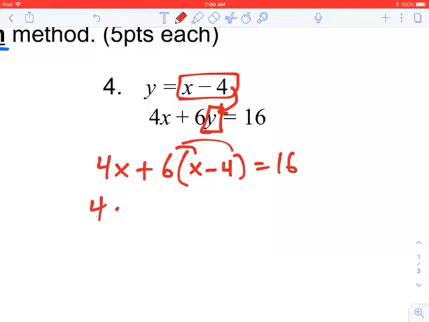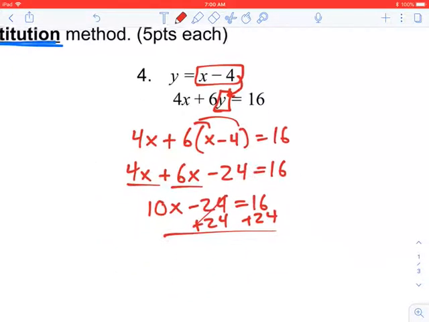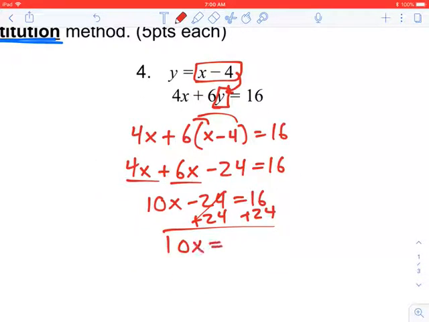So 4x stayed the same. 6 times x is 6x. 6 times negative 4 is negative 24, equals 16. And just like last time, we want to combine like terms. We get 10x minus 24 equals 16. Then I go ahead and add 24 to both sides, and I end up with 10x equals 40. And so when I divide by 10, I get x equals 4.